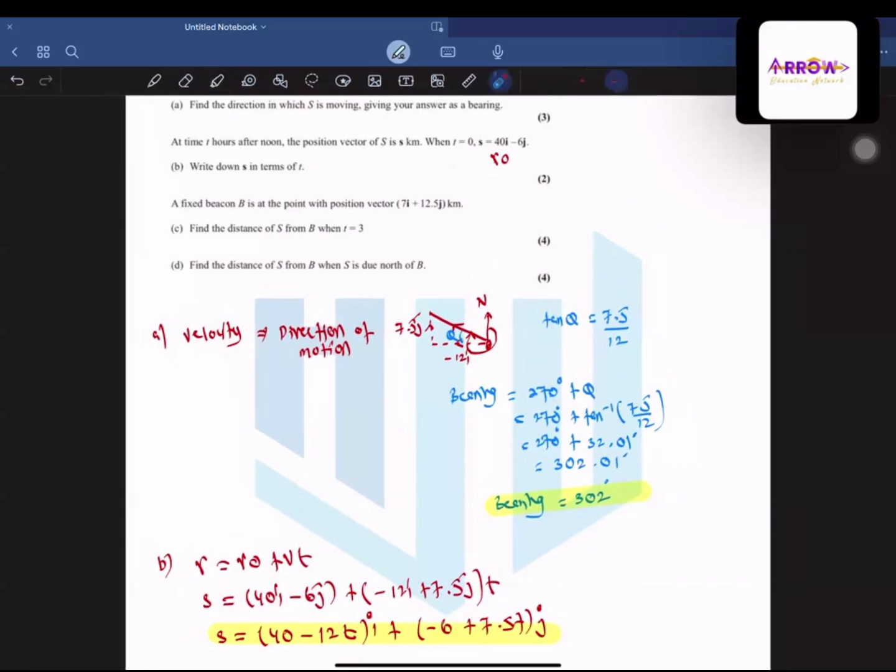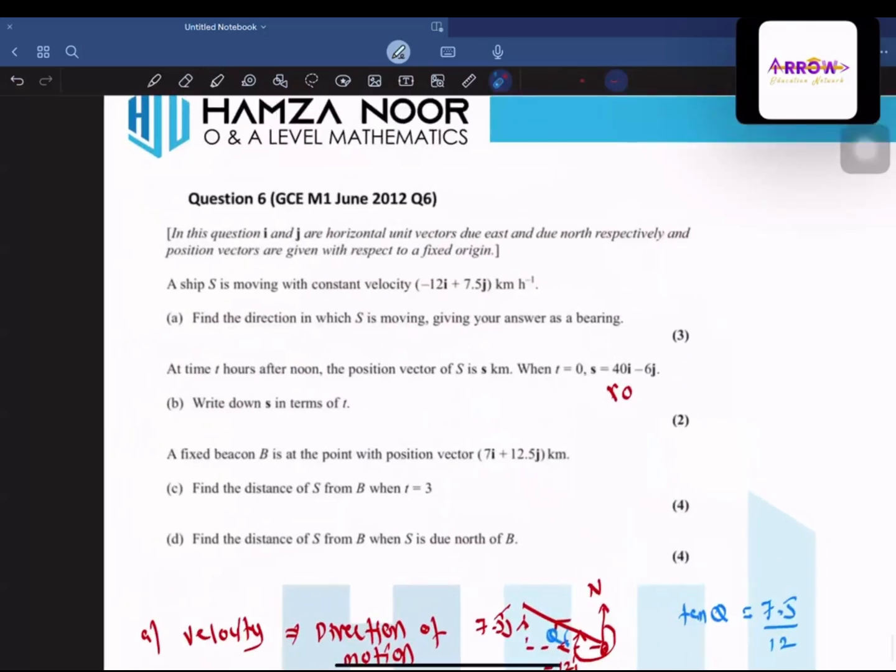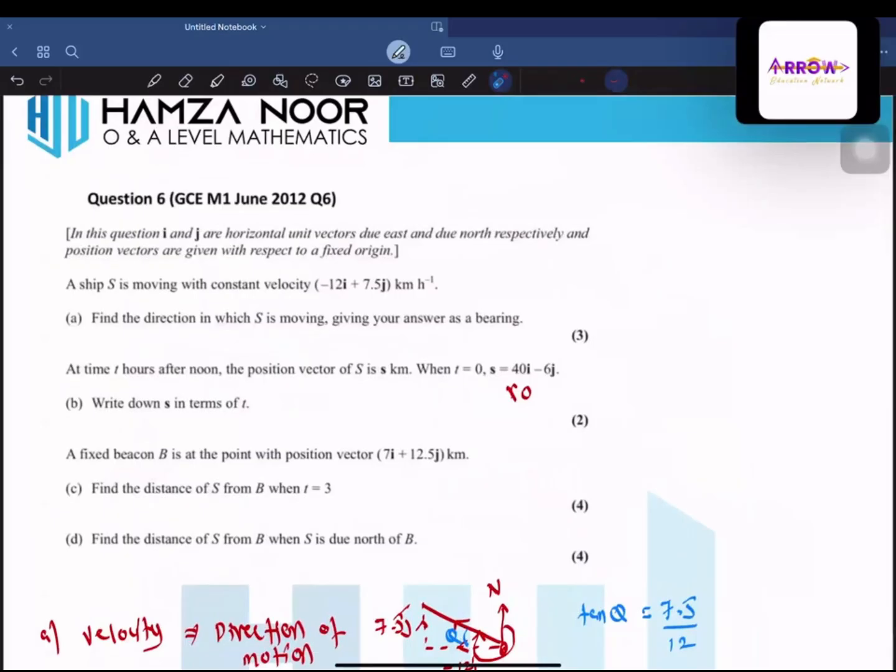Now coming on to part C. Part C is saying that a fixed beacon B is at the point with position vector 7i plus 12.5j. Okay, this is a fixed beacon B, meaning this is a fixed point B, meaning this is the position vector of point B, which is the OB vector. We need to find the distance of the ship from B when t is equal to 3.